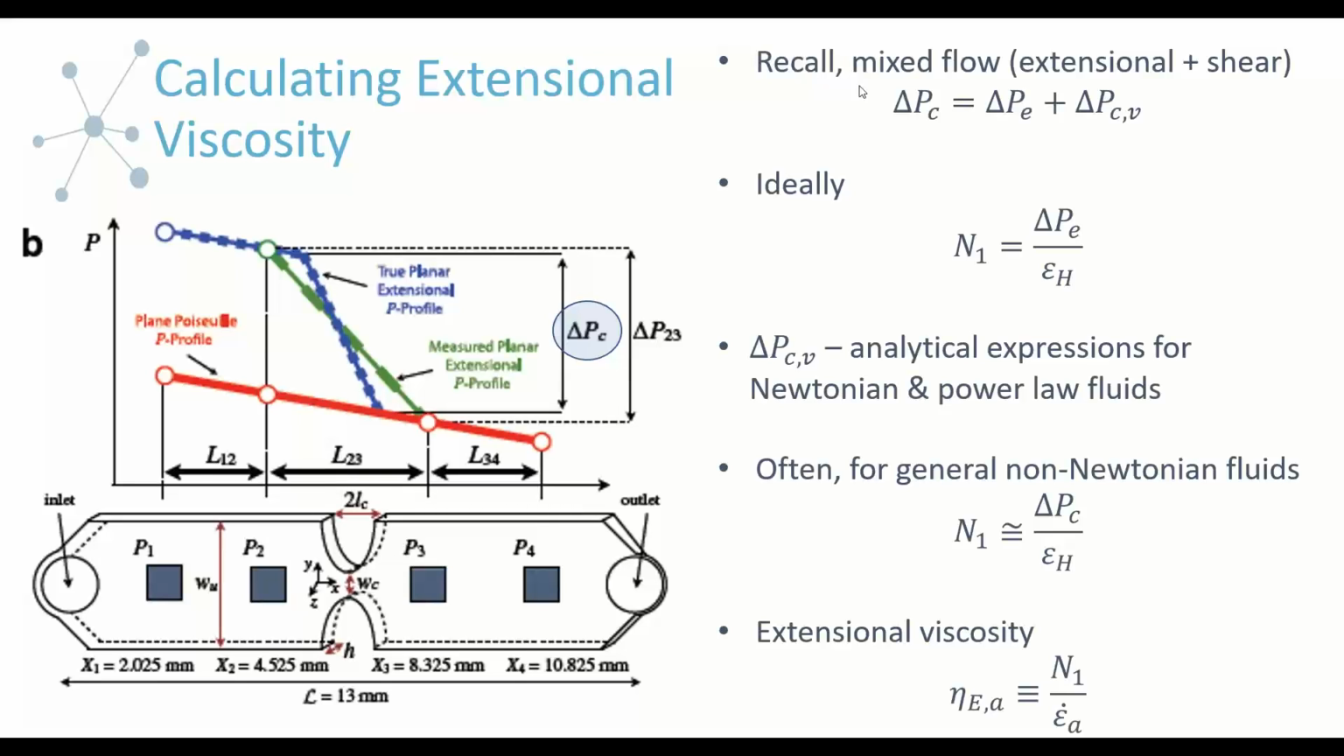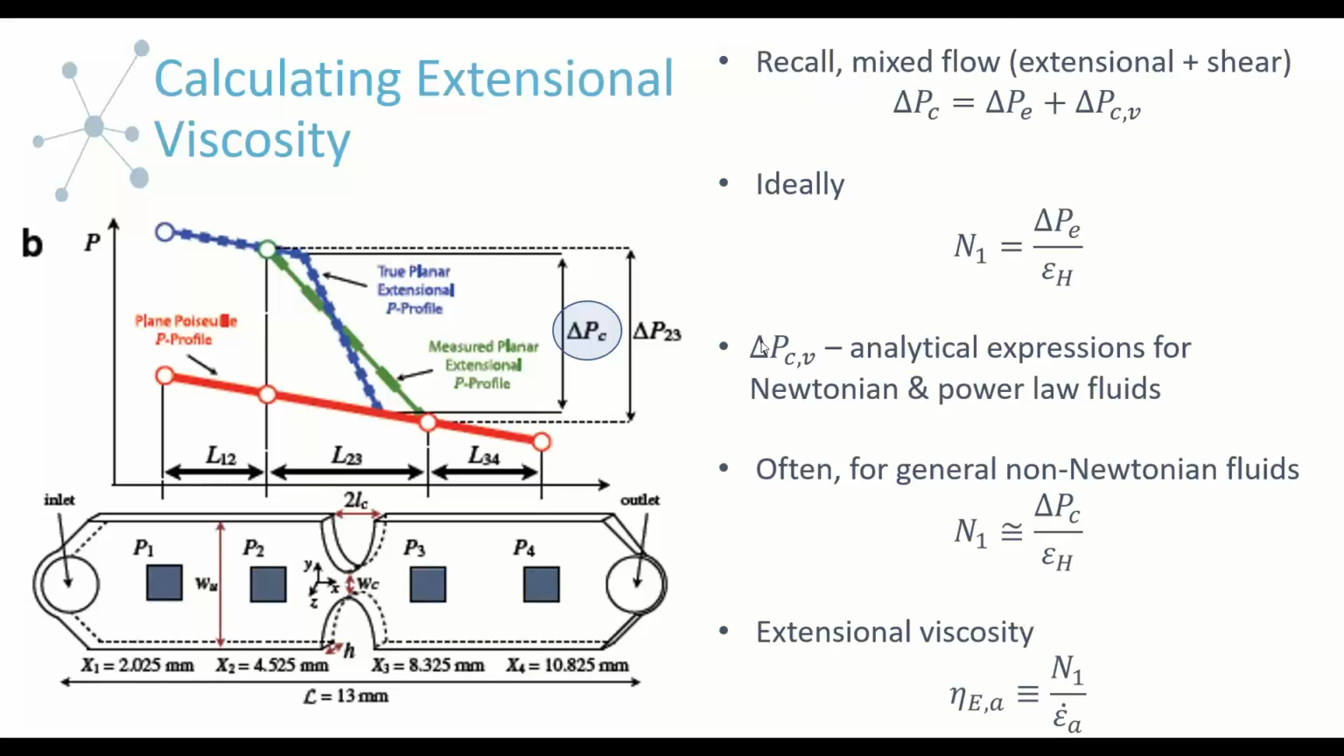Because, as we've really emphasized here, this is a mixed flow situation, it has an extensional contribution, but it also has this delta P CV, which is the shear contribution. So ideally, we only want the extensional contribution to calculate our first normal stress difference. And just to reemphasize some things that we talked about last month, in the case of applying an extensional deformation, what we're doing is generating a normal stress. So it's the analogy to the shear deformation generating a shear stress, but it's slightly different in the extensional case.